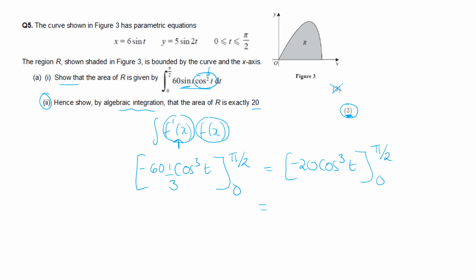So now we're feeding in our limits. If you have a little think about your cos graph, when the angle is 90, pi by 2, cos is 0. So that is going to be 0 when we put in our first limit. Then when the angle is 0, the cos of 0 is 1, so that will be minus 20, and then we'll have minus and a minus, and that will give us the 20 that we want.